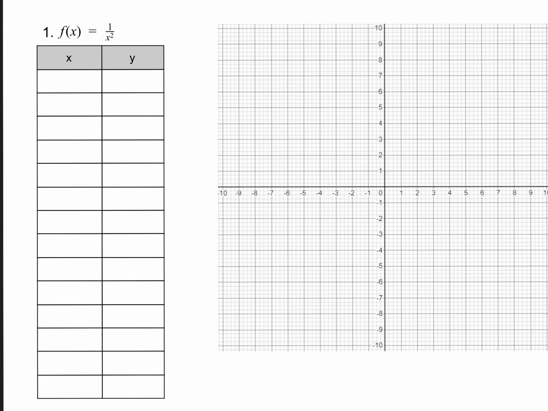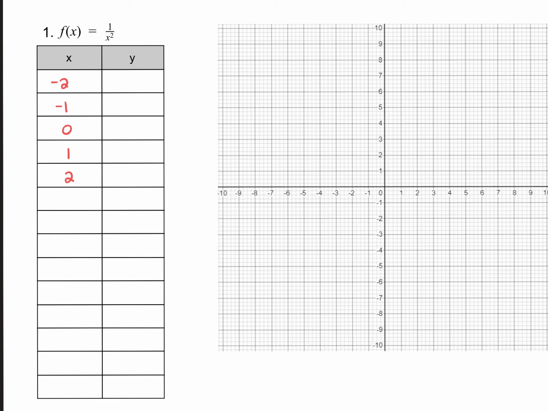Sometimes I think the hardest part about getting started is figuring out what point values to choose. So if you're unsure, maybe you just start with some basic points like -2, -1, 0, 1, and 2. If we try those 5 points and calculate our outputs, that may be a good place to start.